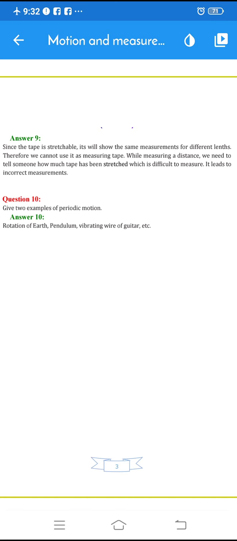And a simple pendulum is an example of periodic motion. It keeps moving. So the pendulum of a clock is an example of periodic motion. Then the vibrating wire of a guitar, a bell. These are all examples of periodic motion.